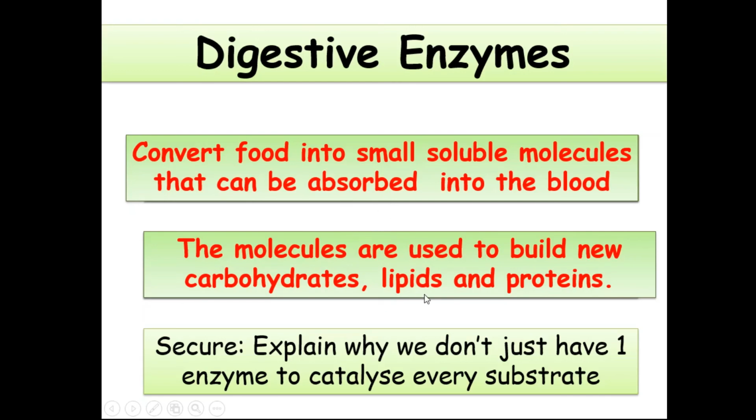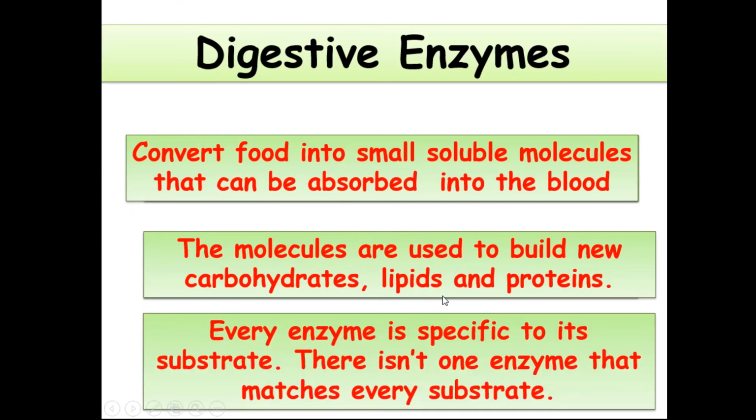And finally, the second task: every enzyme is specific to its substrate. So that's why we can't just have one enzyme that matches every single substrate. The substrates are going to be different, so therefore our enzymes have to be different as well. They have to have different active sites for each substrate.